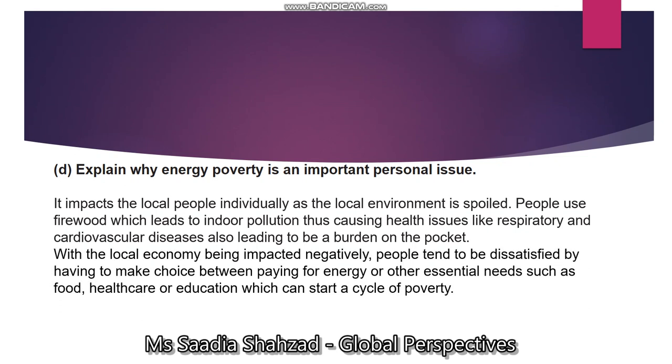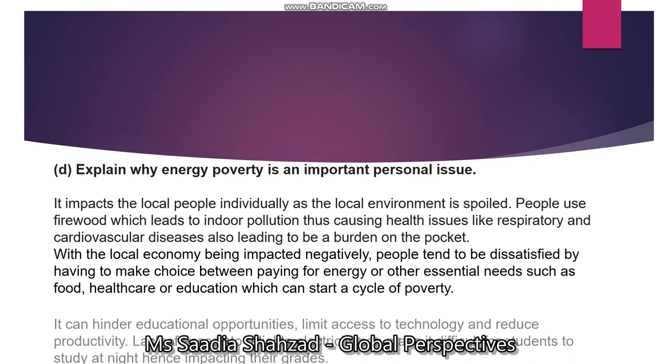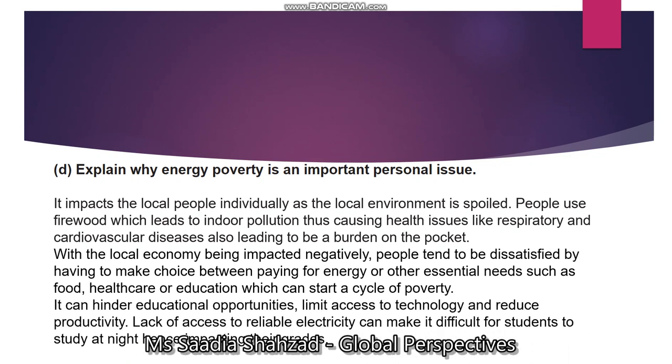With the local economy being impacted negatively, people tend to be dissatisfied by having to make choice between paying for energy or other essential needs such as food, healthcare, or education, which can start a cycle of poverty. It can hinder educational opportunities, limit access to technology, and reduce productivity. Lack of access to reliable electricity can make it difficult for students to study at night, hence impacting their grades. Now, all these 3 points are pointing towards personal issues on different levels, and they're also hinting at the global or the national level issues that may arise.